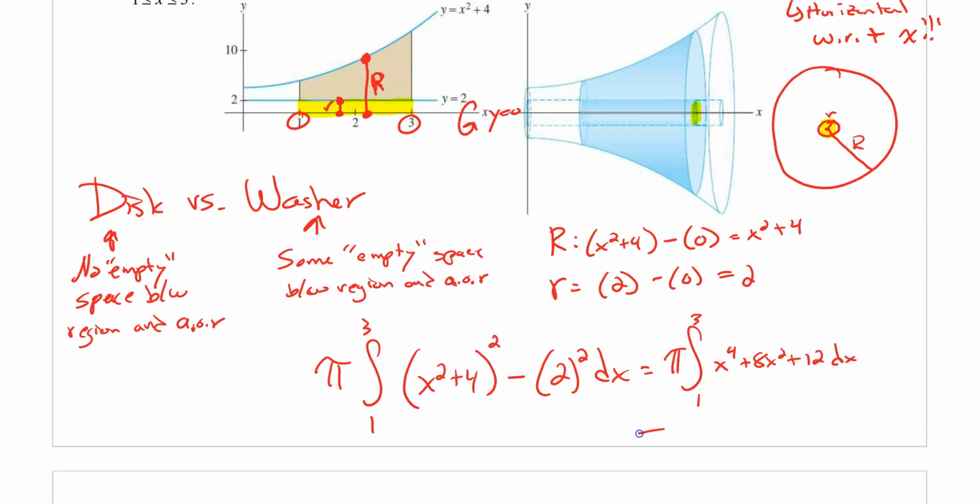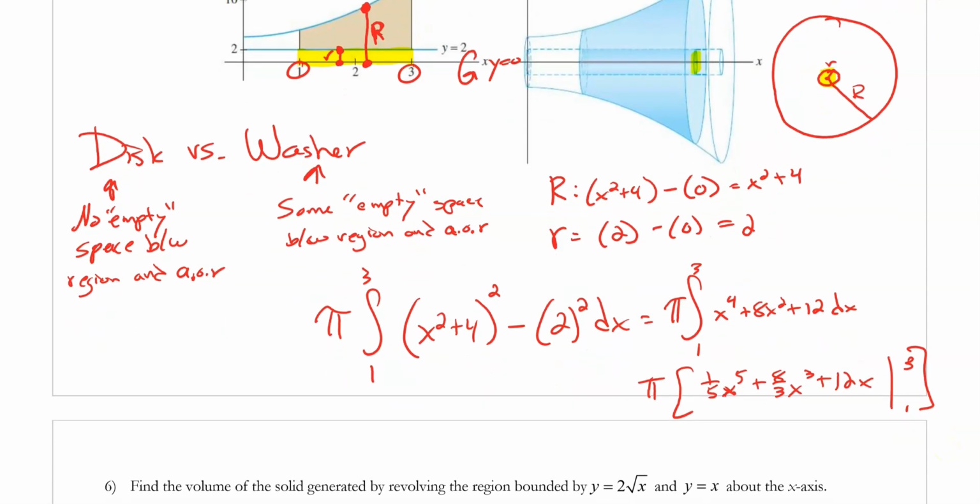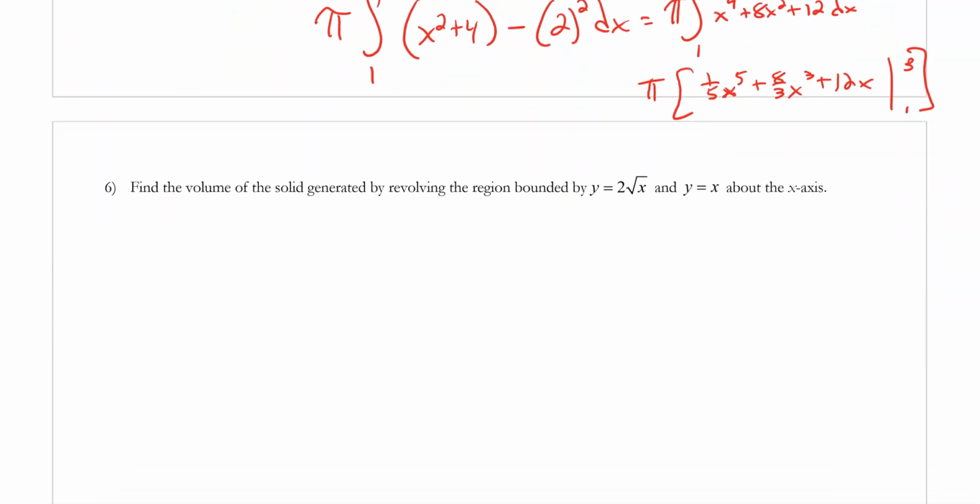And then, as we've been doing for a while now, you'd find the antiderivative. And it would look something like this: x to the 5th over 5 plus 8/3 x cubed plus 12x. And you still got to plug in your 1 and your 3 and then simplify it. I'm going to leave it at that, though. We're really focused on the setup in these problems, for the most part.